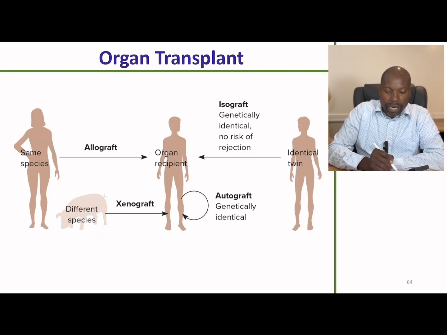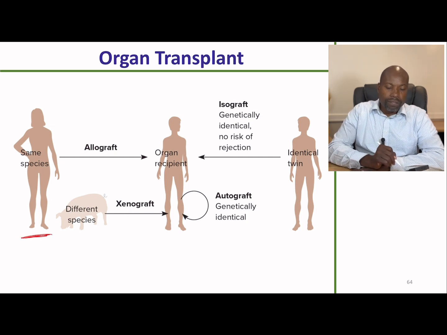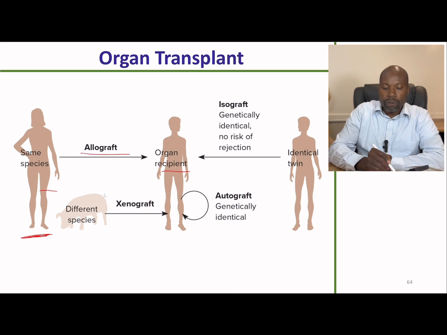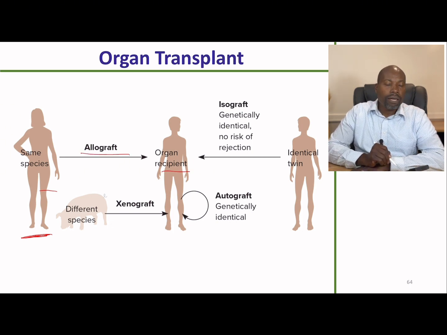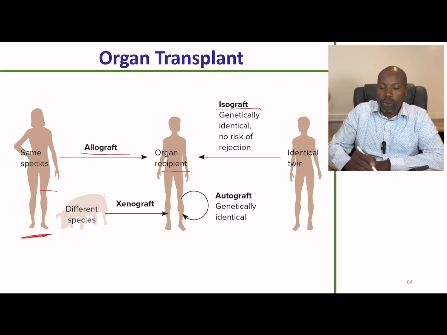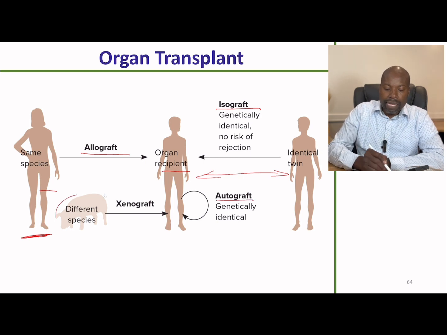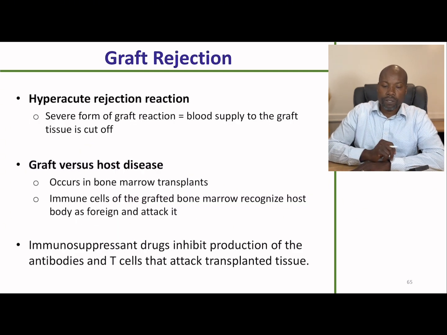So here we have an autograft. We have an allograft here from a human to a human. An isograft: the two individuals are genetically identical, so one is giving to another, okay? Autograft, so same. And xenograft, so of a different species to another species, right?